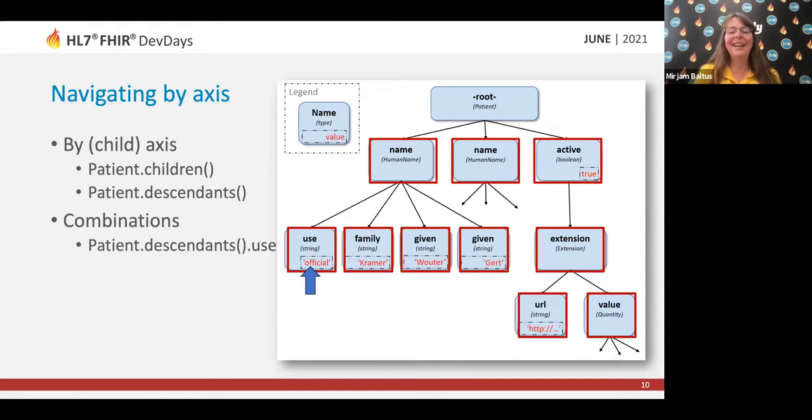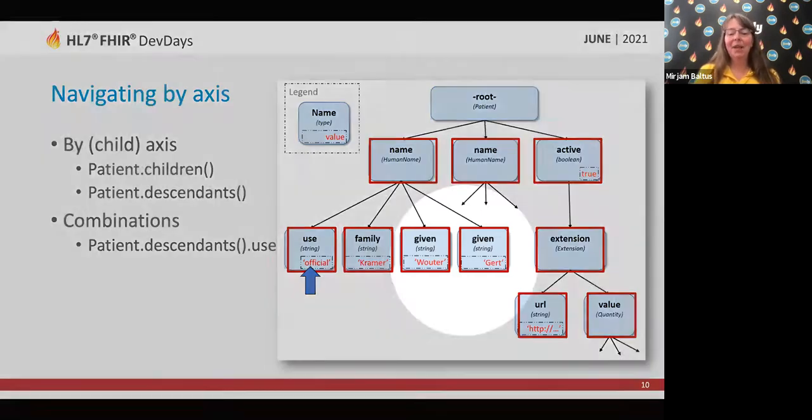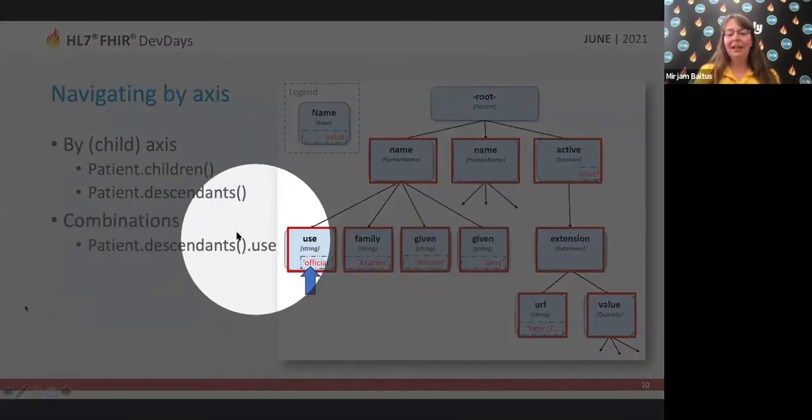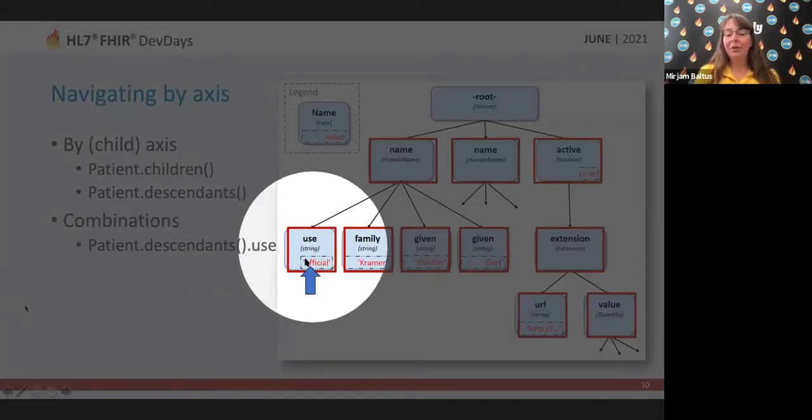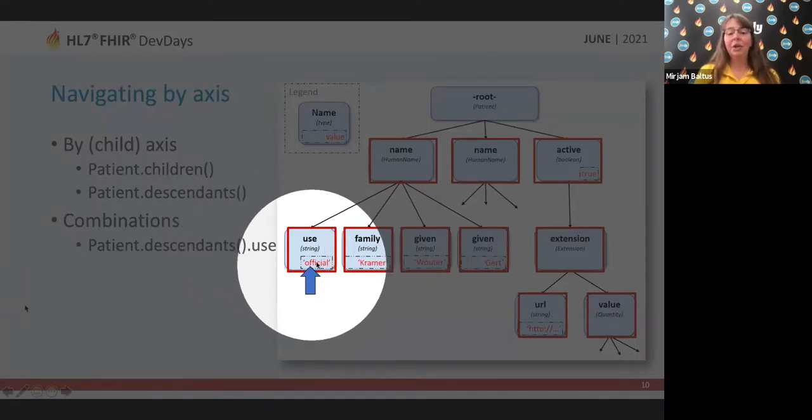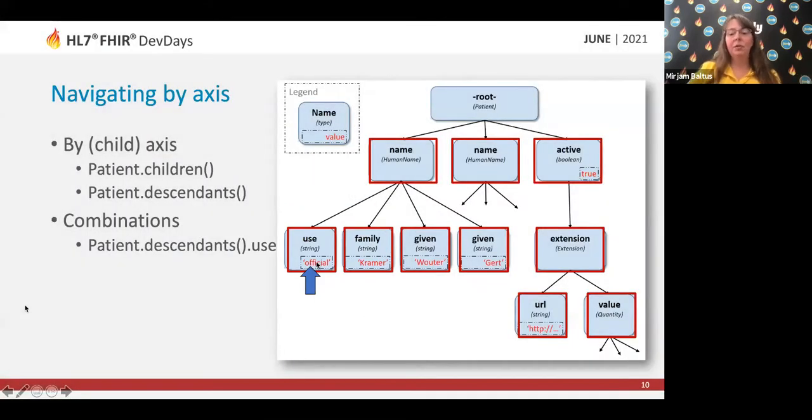Oh, I'm sorry. We can also do some other things. For example, we could have all of the descendants and then say, I want all of the descendants and then actually those that have a use node, and that will result in this actual node here. So the FHIRPath implementation or tooling will then walk through all of the nodes, check whether they are called use, and select those. So even if we have a use node somewhere else in the tree, that will also be added to our collection as well.